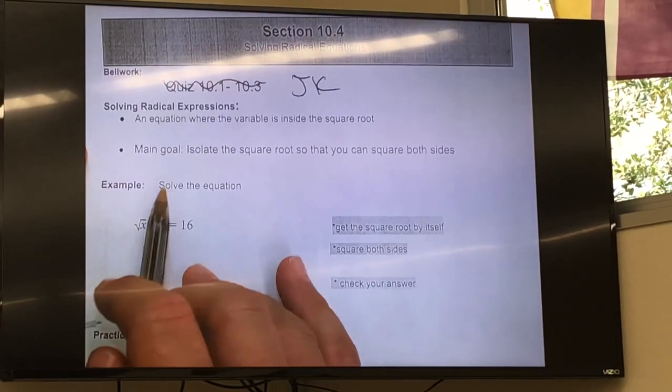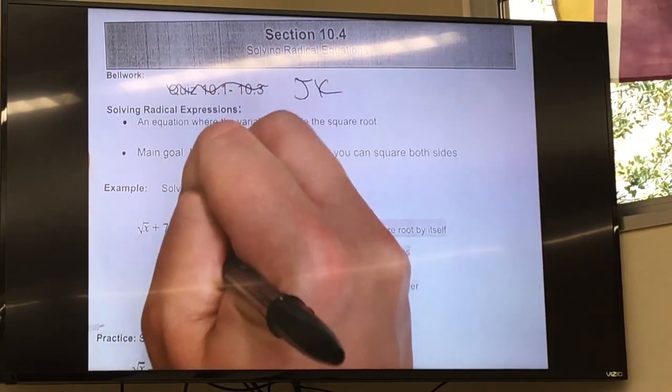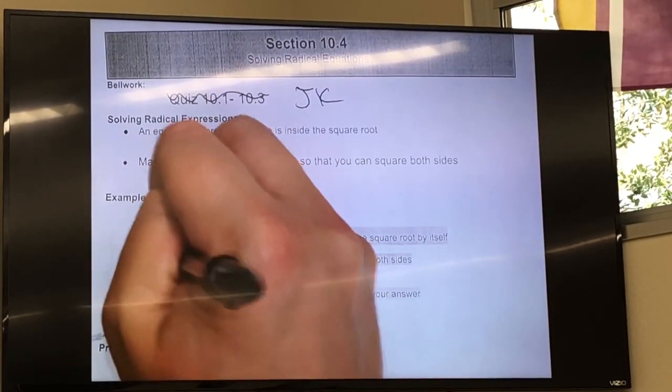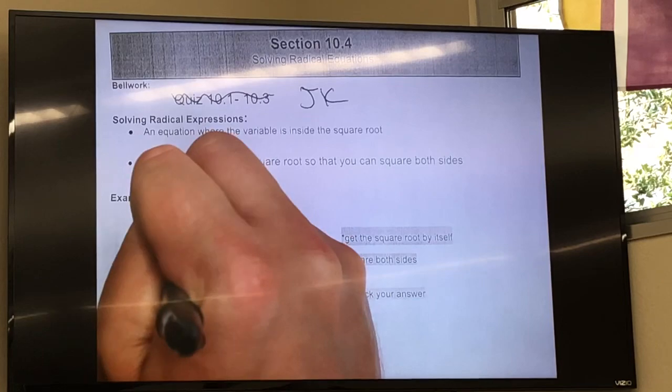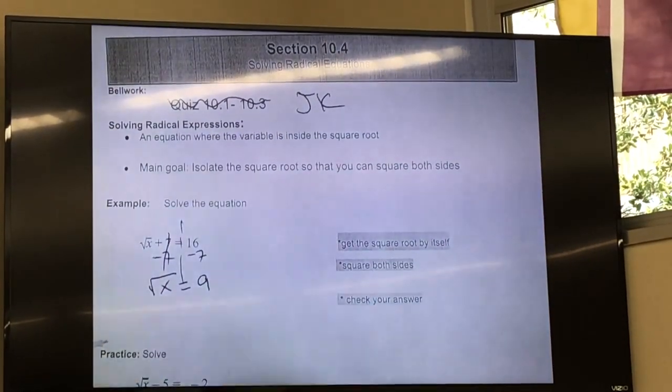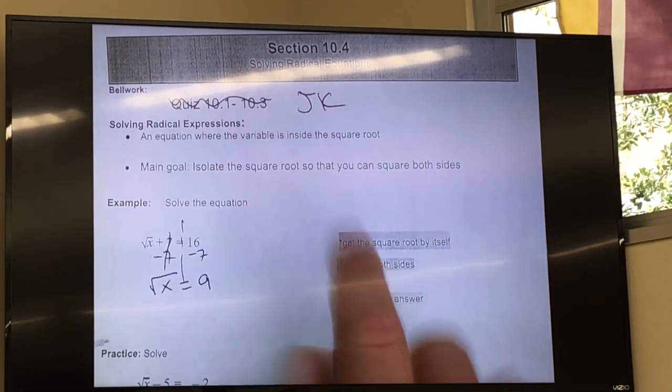First example, solve the equation. We want to get the square root by itself. So we're going to subtract 7 from both sides. Square root of x is equal to 9. We're going to then square both sides.